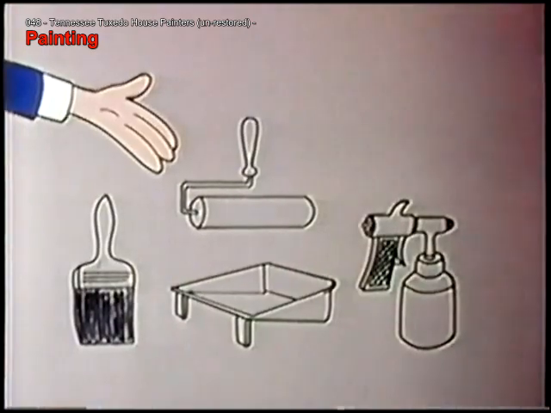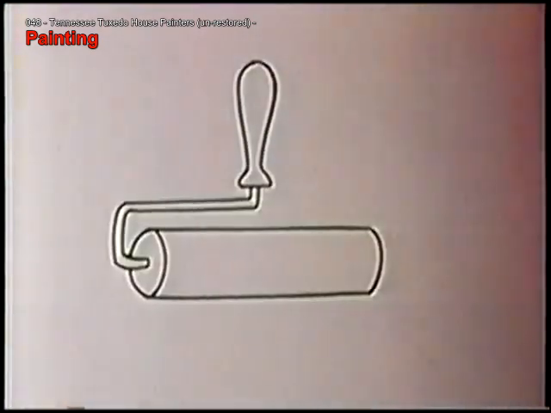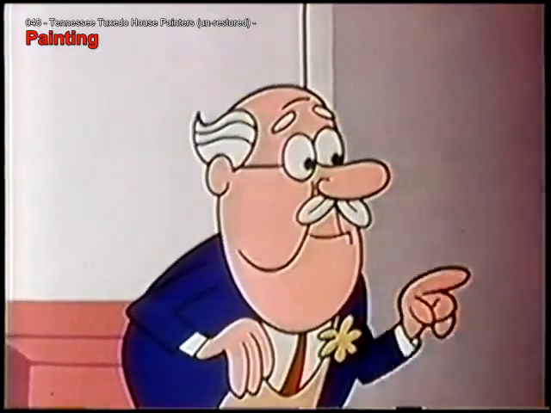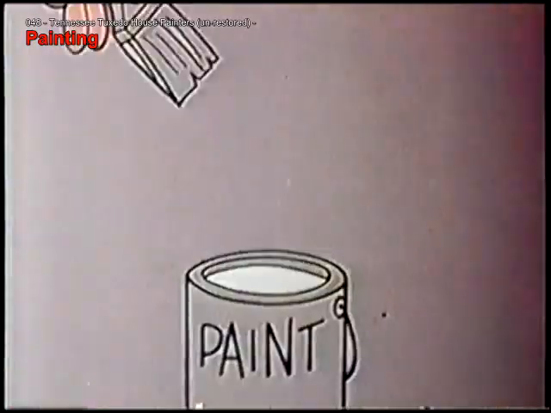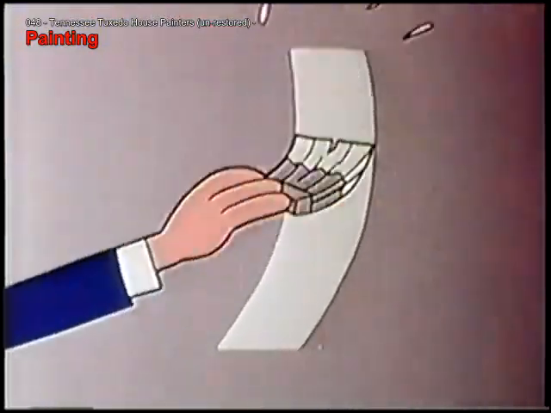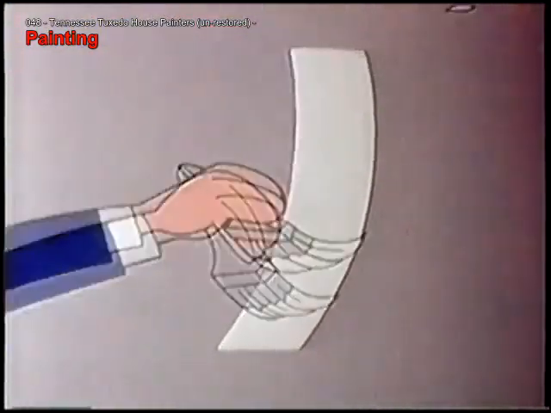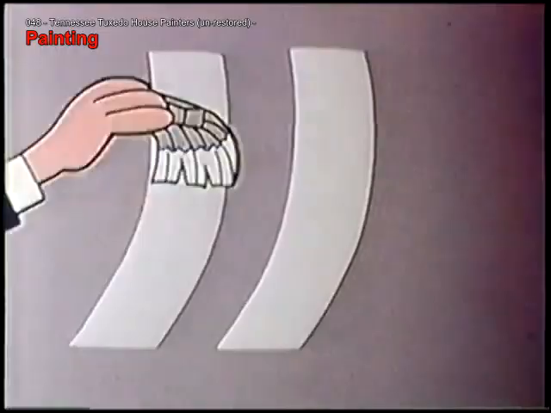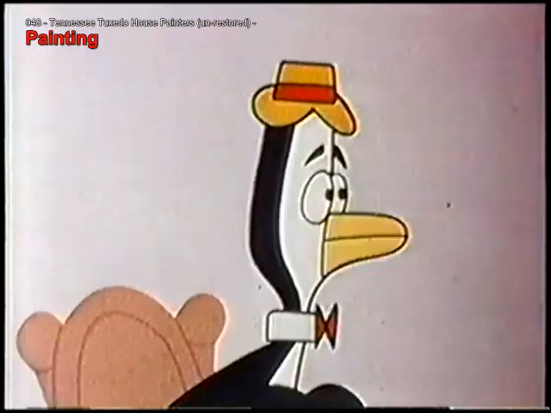There are 3 ways to put on paint: brushes, rollers, and spray guns. We've got all 3. Good! Let's try the brush first. Dip the tip of the brush into the can of paint and then use a fan-like motion to put the paint on the wall. So, take another brushful and put it on the dry area and brush it into the wet area. See?